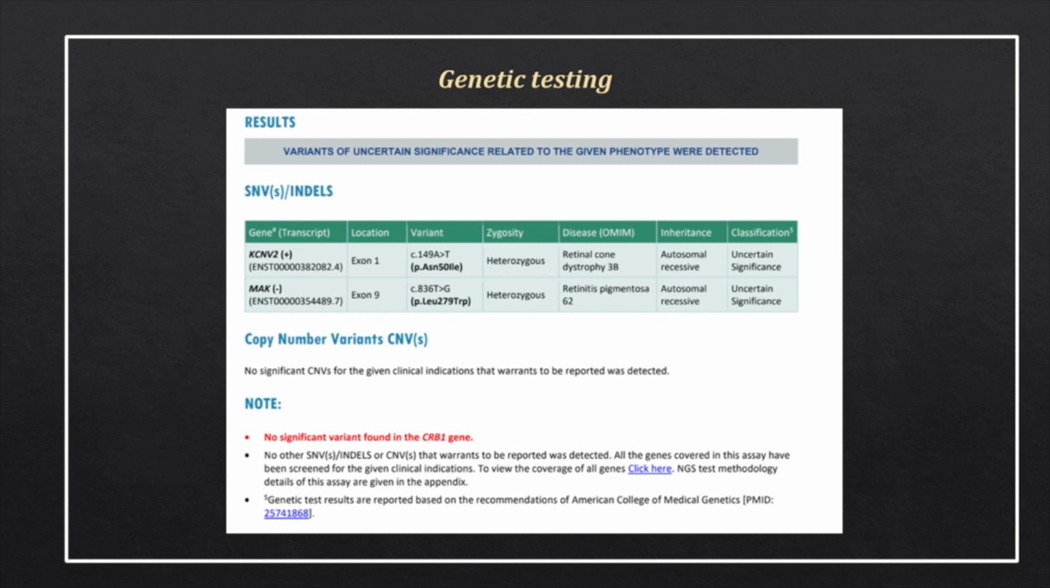So here, the exon is located, and this is at cDNA position 149. The nucleotide A is changed to T, which results in an amino acid change at the protein level from ASN to isoleucine. Okay, so this is how they give. But when you go deeper into the discussion part of the report, they also interpret these results by quoting different literature.